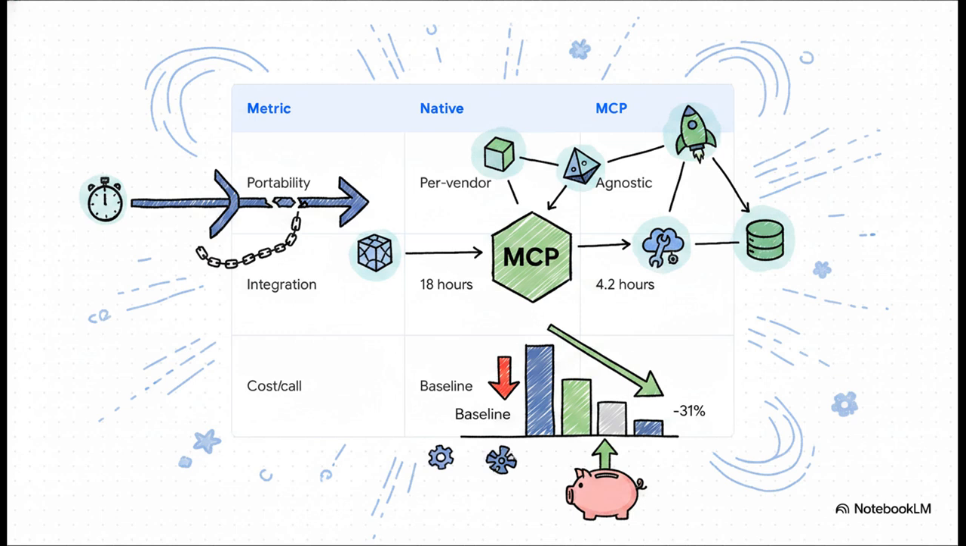Now, what's really interesting here is the hard data. This perfectly illustrates exactly why the industry is abandoning native per vendor function calling and moving to MCP.